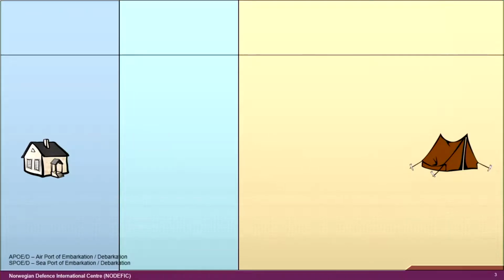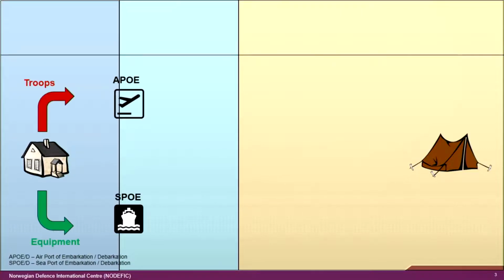The movement starts in your national military camp and ends when the personnel and the contingent own equipment has arrived at the temporary or permanent camp in the mission. The United Nations has different deployment systems for personnel and equipment. Personnel is transported to the agreed airport and equipment to the agreed harbor.